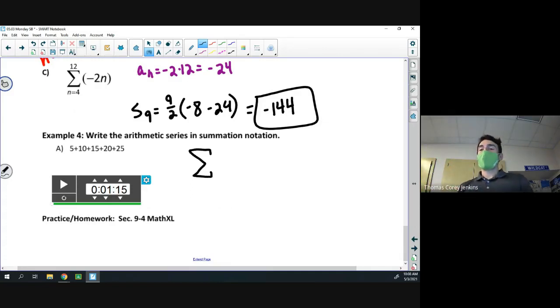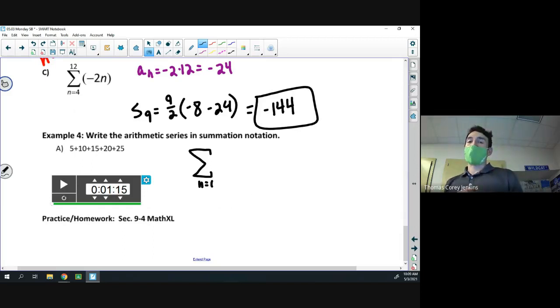All right. So unless it says otherwise, or unless there's a dot, dot, dot in front of it, we have to assume 5 is the first term, okay? So we'll say n equals 1. 5 is the first term, so that's why n equals 1. How many terms are there listed out?